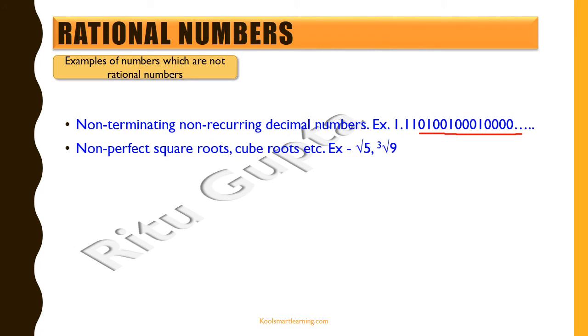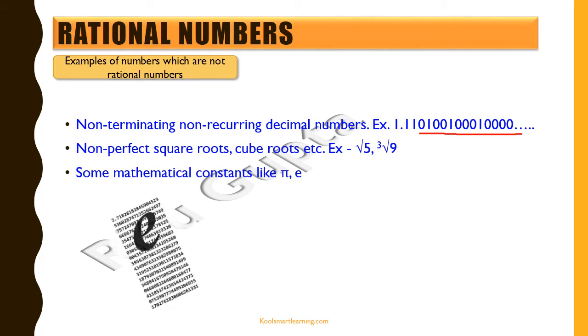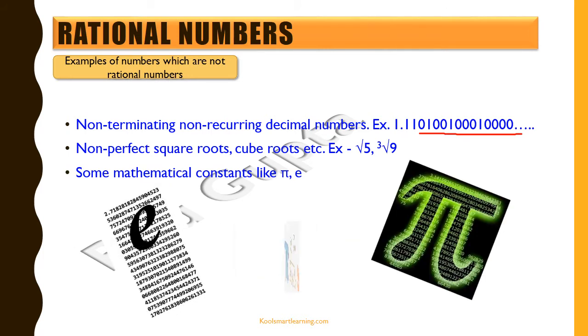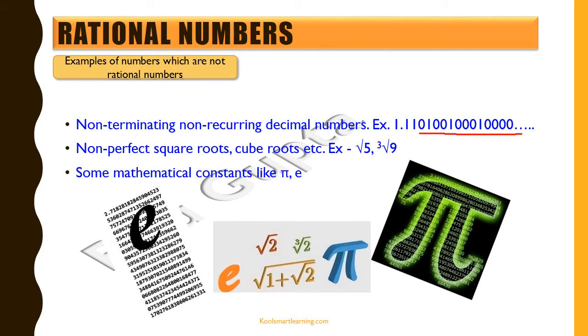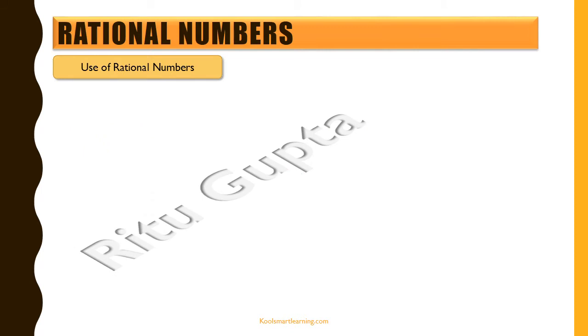Then the numbers of the type which are not perfect square roots or cube roots, etc. For example, square root of 5, cube root of 9, and so on. These are not rational numbers because if we try to find the value till multiple decimal points, the decimals do not get repeated. So these are not rational numbers. And some mathematical constants like pi and e are also not rational numbers.